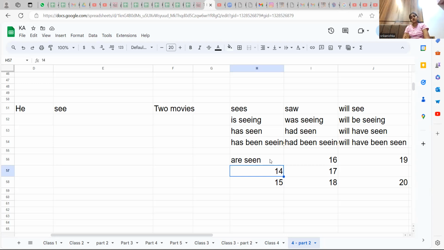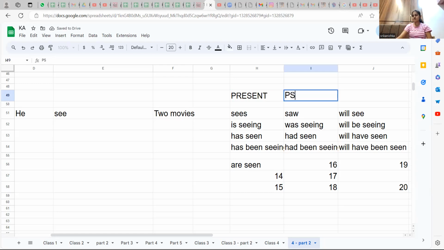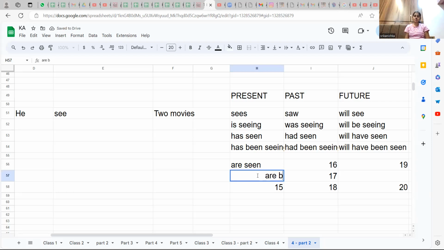Two movies. You are in the present. You are at the present. See the number and all we are putting, isn't it? You can thoroughly revise it before you come to the next class. Once you revise it, because it's revisions where are seen, look at that, are being seen. Why are you hesitating? Is seen, is being seen. Now two movies is are seen, are being seen. Okay, you have to make that grammar change, the grammar adjustment, right? Are being seen. Next one, easy.